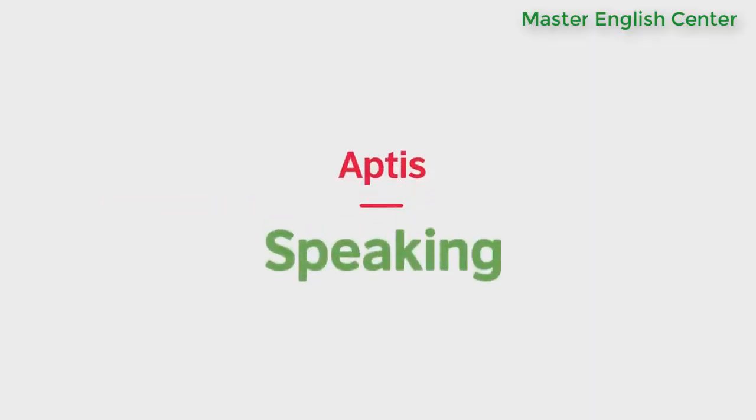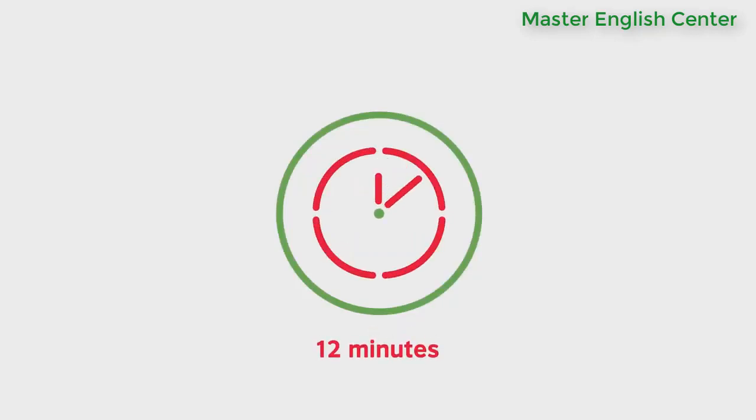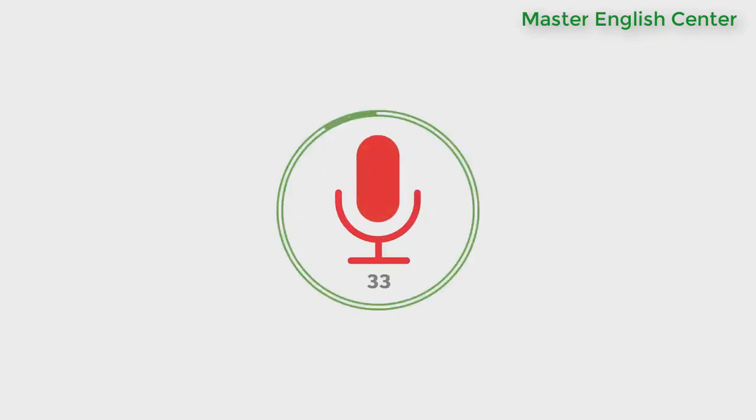The APTIS speaking component tests your ability to communicate in English in real-life situations. It takes about 12 minutes to complete and is divided into 4 sections. Your responses will be recorded and marked by our examiners. For each question, you're given a maximum amount of time to speak, but you can end the recording early by clicking on the stop button.